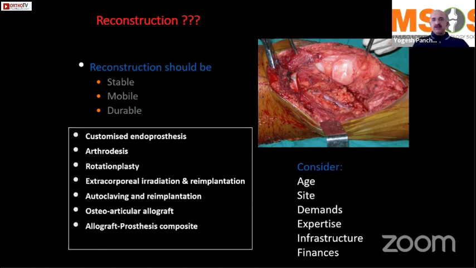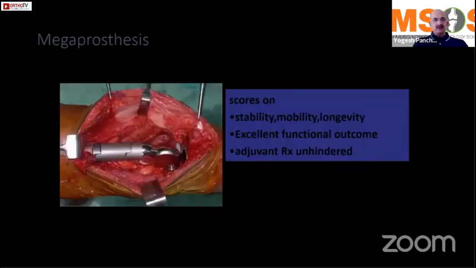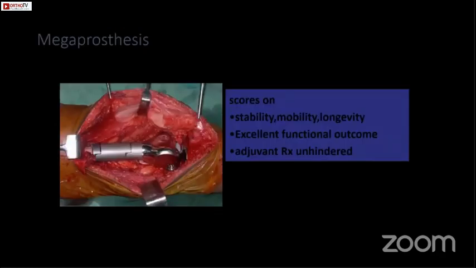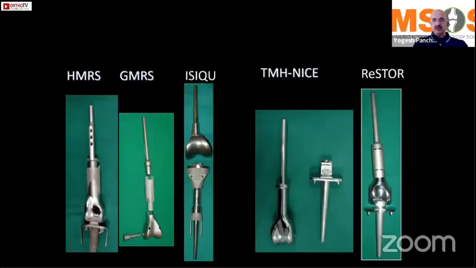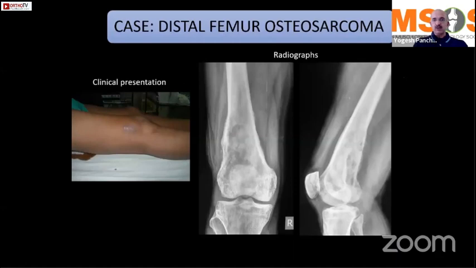So this particular reconstruction option is decided as per the patient's age, the site of affection, the demands of the family and the patient, and the expertise and the infrastructure that is available at our centers, and obviously the finances that are available to the patient. Megaprostheses are the most commonly used reconstructive modality. There are various options, both indigenously manufactured and the imported ones.